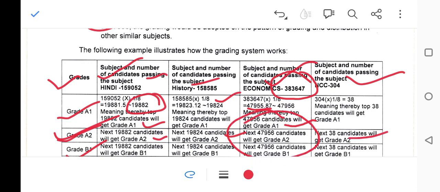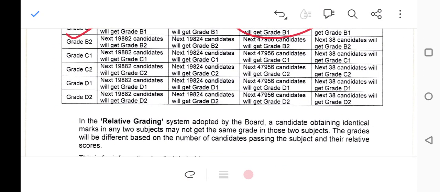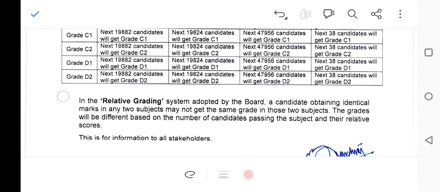So this is the formula for how grades are awarded to the students in different subjects. So don't be confused. I hope all your doubts are cleared.